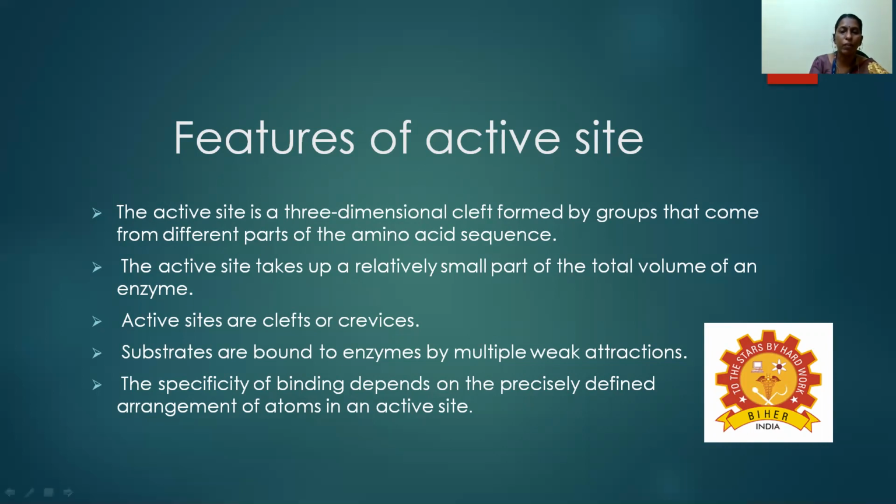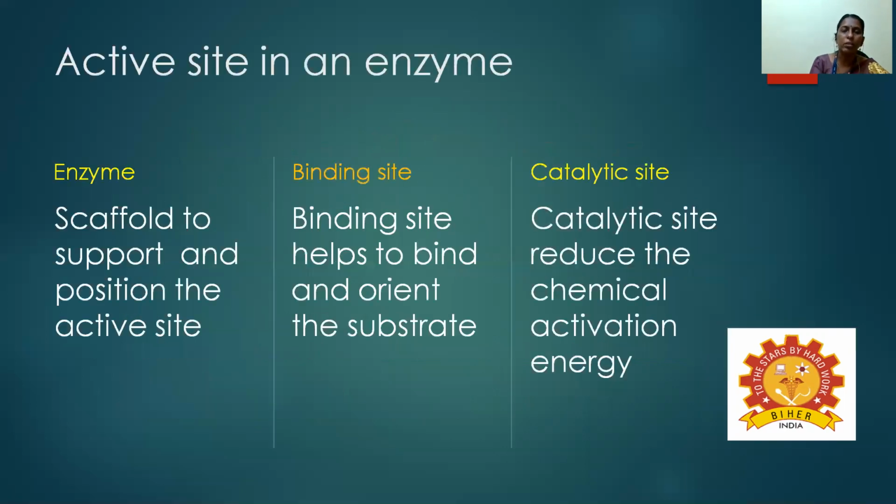The previously defined arrangement of atoms in an active site is called the proximity effect. Proximity effect means a particular location has a functional group, and only that functional group is involved in binding the substrate to the enzyme. So the next thing is the active site in an enzyme.